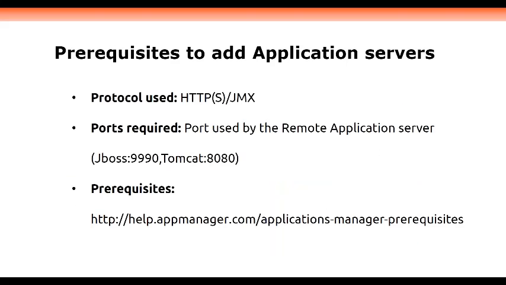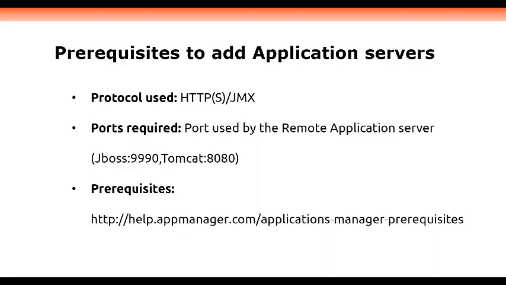So when we talk about agentless monitoring, you might have a question on how we collect data from these application servers. There are certain prerequisites that have to be performed beforehand, before adding the application server. The protocol used by App Manager would be HTTPS or JMX connection. And there are certain ports on which your applications would be running. For example, for JBoss, it would be 9990, and for Tomcat, it would be 8080.